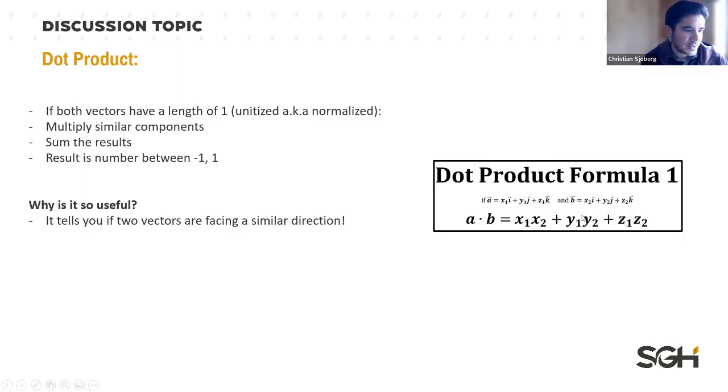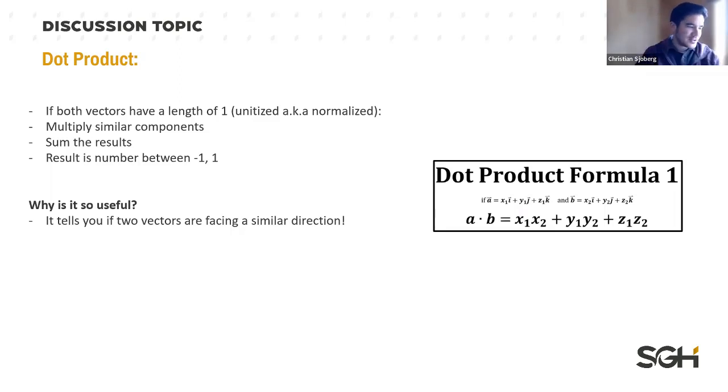And then you just sum those three together, and you get a value, or what I mathematically call a scalar, that is between -1 and 1, as long as they're unitized. That is super useful because it tells you if the two vectors are facing a similar direction or not. If you've got this vector and this vector, but you don't know if this one is pointing this direction or that direction, you can do a dot product really quickly with the two vectors, and you can figure that out.